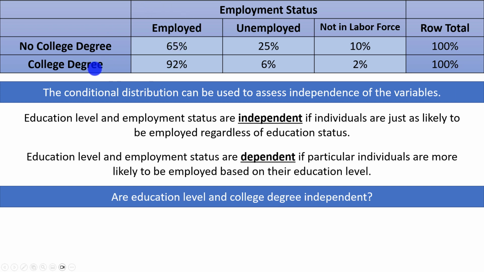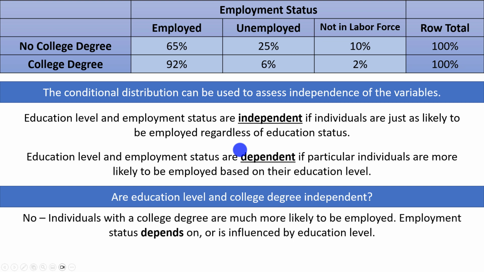Of those who do have a college degree, 92% are employed. So that's telling me that these two variables are probably dependent, right? Because if you do have a college degree, you're a lot more likely to be employed. Or if you have a college degree, you're a lot less likely to be unemployed, right? 6% compared to 25%. So basically, you're just matching up the numbers. And if these numbers are much different from each other, looking top to bottom in each of these different categories, then that's going to suggest dependence of the variables.